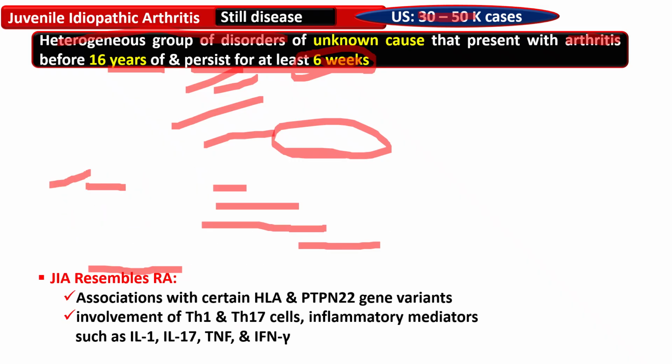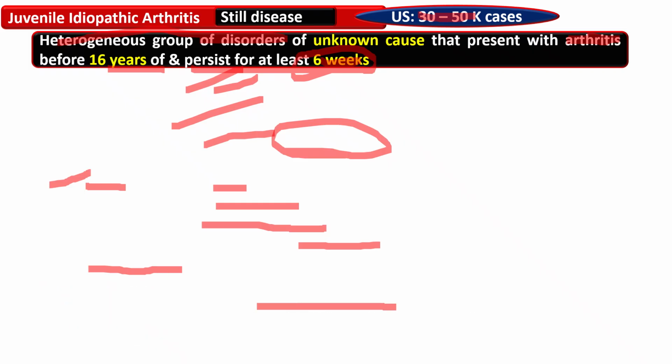However, it resembles rheumatoid arthritis in some other ways. It is associated with certain HLA types and PTPN22 gene variants, and the inflammatory cells involved in rheumatoid arthritis, such as Th1 and Th17, and inflammatory mediators such as interleukin 17, gamma interferon, and TNF are also involved in the process.